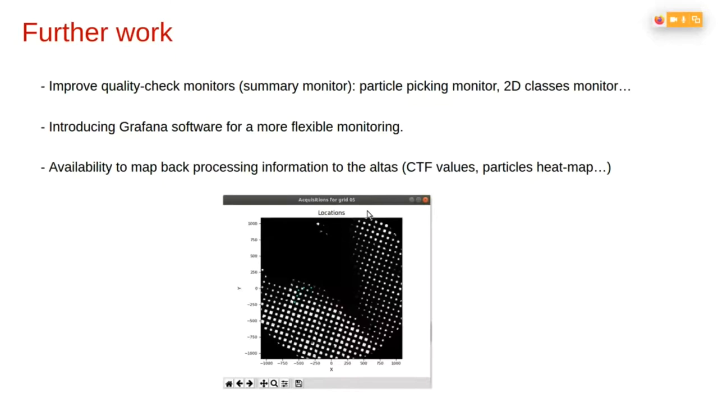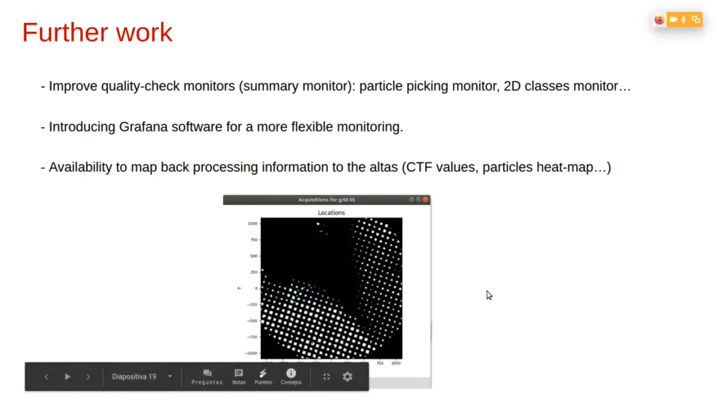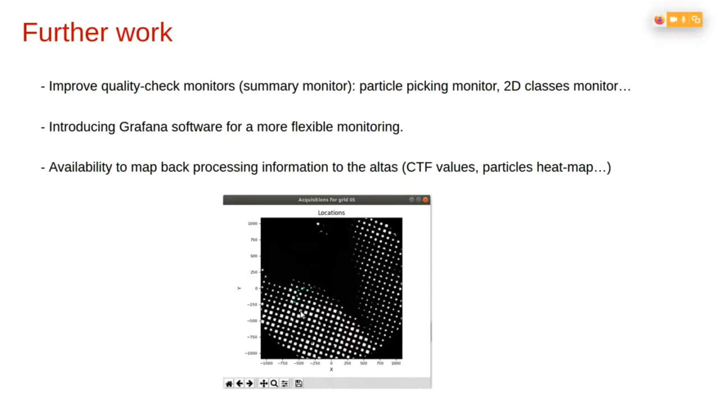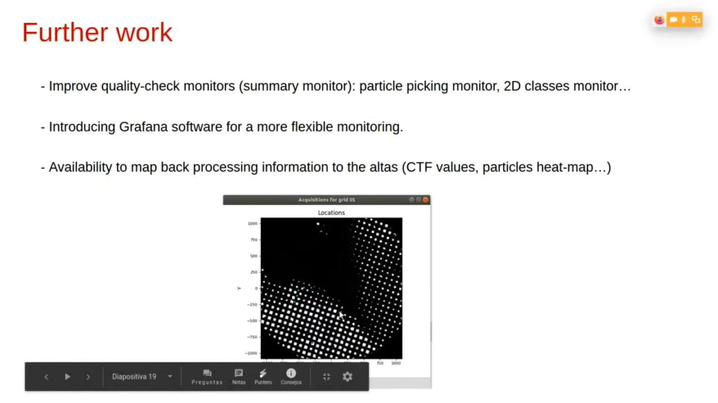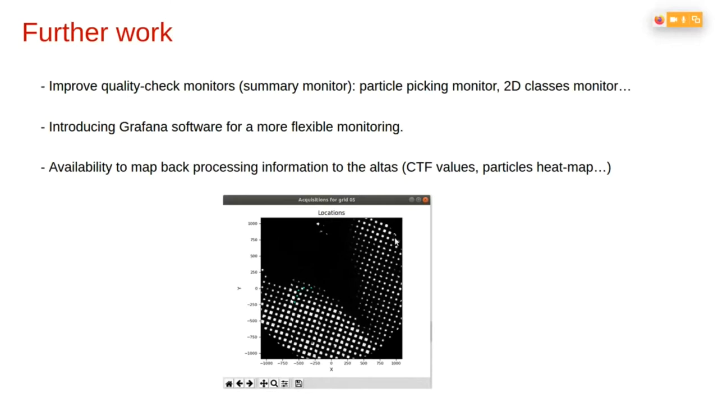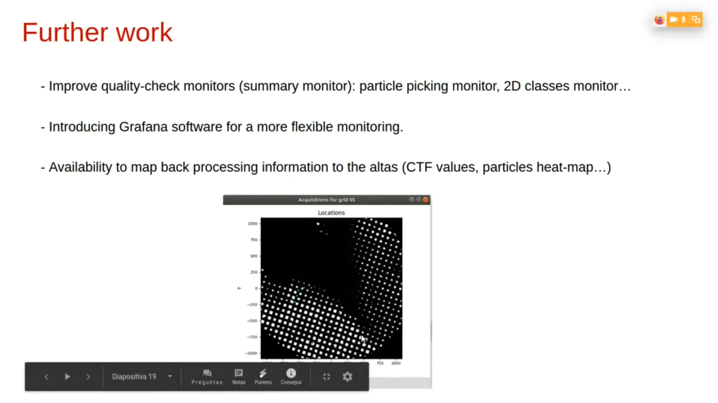Also, we are working on the ability to map back processing information to the Atlas. If this is the Atlas, we are working on overlaying on the Atlas a CTF parameters heat map, for instance, to see where the focus or the astigmatism or even the resolution is higher or lower in which region. Also, we are working to plot a heat map of particle density over this Atlas.